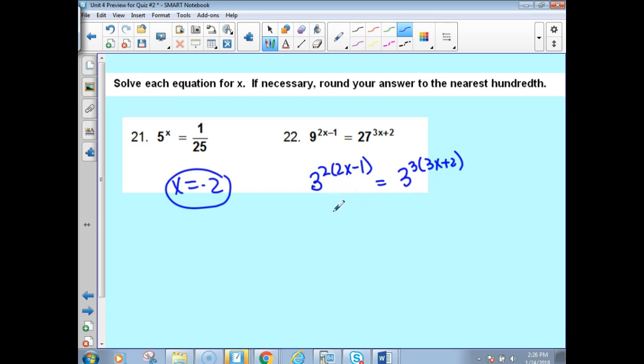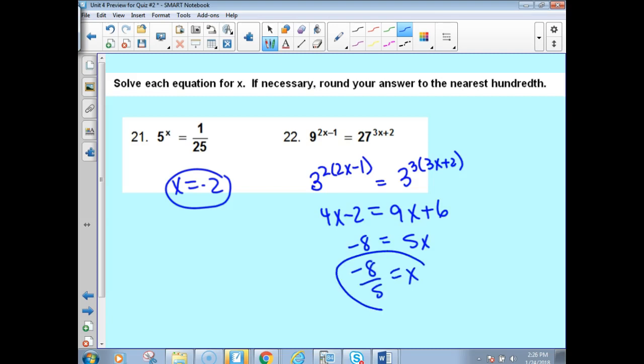All right, you can drop the bases now and do 2 times 2x minus 1, which would be 4x minus 2, and then distribute on the right, 9x plus 6. Subtract 4x and subtract 6, you get -8, and then you divide by 5. -8/5 should be your solution. If you did it by taking the log of both sides, it'd still be -1 point, and it'd come out a decimal, -1.6.